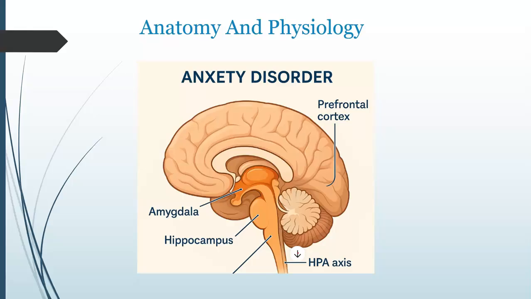Anxiety is not just emotional, it's biological. It involves several brain areas including the amygdala, hippocampus, prefrontal cortex and HPA axis, which together control fear and stress responses. Imbalances in chemicals like serotonin, GABA and norepinephrine make it harder for the body to relax. That's why people with anxiety often feel both mental and physical symptoms like racing heart and tense muscles. Let's move on and look more closely at these parts of the brain.